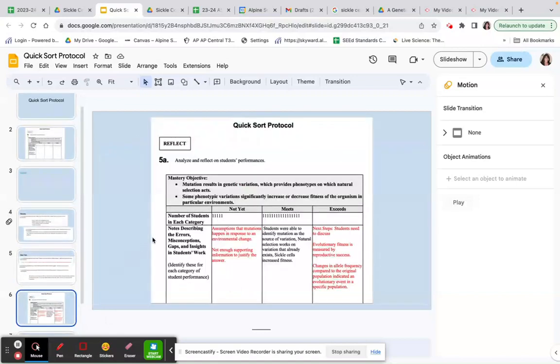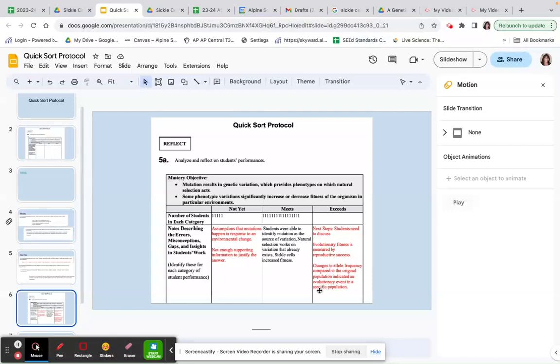So I'm looking at my quick sort protocol back to there, and I just put down the few issues that I saw most commonly in the students that didn't have it yet, and what I saw in the students that met and where I think we need to go next. Some things that we need to work on next is that students need to be able to discuss the reproductive step. That evolutionary fitness is measured by reproductive success. So it's not enough to just survive, but we also have to reproduce and be able to pass on those traits more frequently in order for there to be a change in the population frequency.